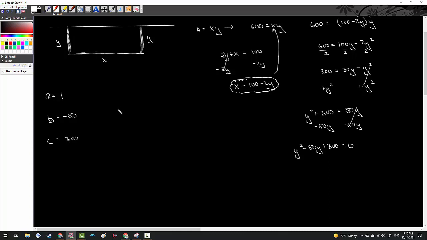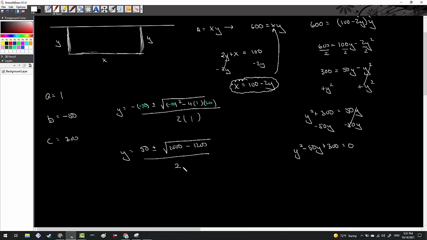And so now from here, I would say y is equal to negative blank plus or minus the square root of a blank squared minus 4 times 2 blanks, all over 2 times a blank. And now it's just a matter of plugging the pieces in from the quadratic formula. So that is going to be, looks like negative 50 squared, 4a, so that's 1, 300 is c, all over 2 times 1. So after simplifying it all out, you get y equals negative 50 is 50, plus or minus the square root of 50 squared is 2500, minus 4 times 300 is 1200, all over 2.